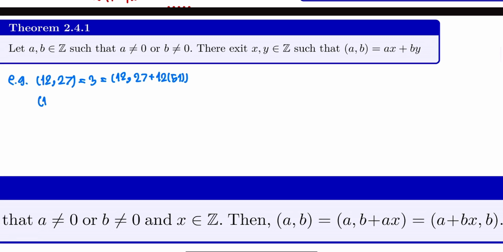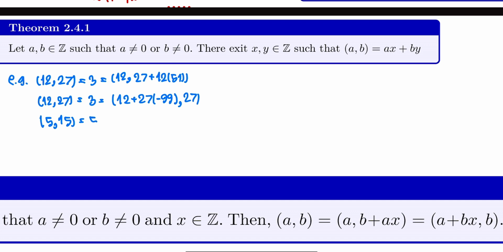Another example, you may add to the first number. For this case, if you have the same greatest common divisor, which is 3, you may add to 12 another number, in this case the second number, 27, times, let's use a negative, let's say minus 99, and the second number, which is 27. Okay.